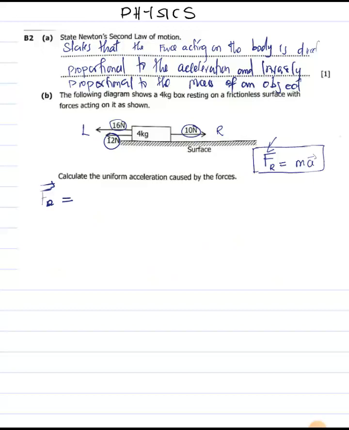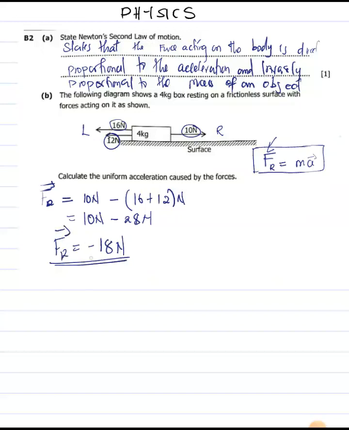So on the right side we've got 10 newtons minus, on the left side, 16 plus 12. I put newton there. So 16 plus 12 we get 28 here, and minus 10 we get 18, negative 18 actually. So Fr is equal to negative 18 newtons.